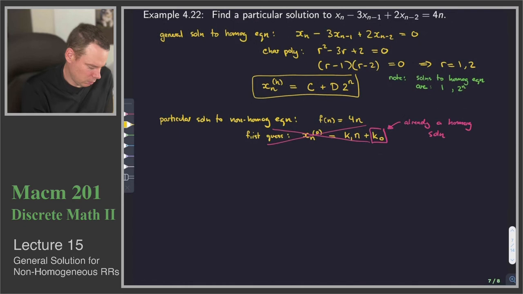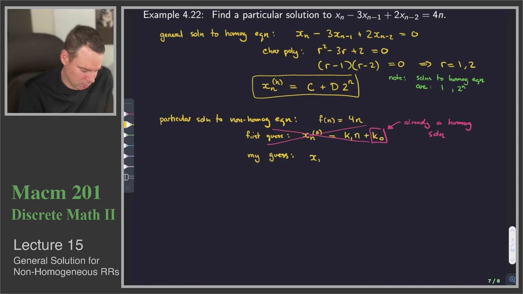So then my next guess, I won't even say next guess, because this is the kind of thing you'll just want to think about and say, no, I'm not going to make that my guess. So I wrote that down for the benefit of the thought process that goes into it. But when you're doing this in practice, you just go, okay, what's my guess? Is it a linear polynomial? No, it can't be, because the constant is already a solution to the homogeneous equation. So what is my particular solution going to be?